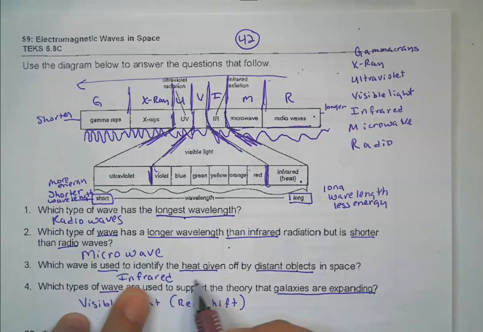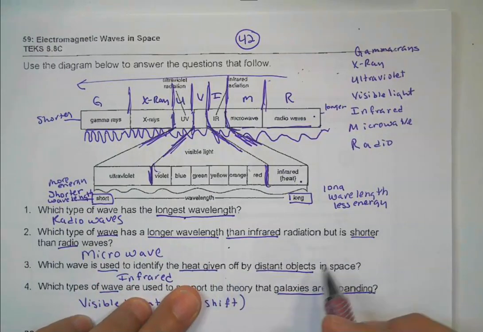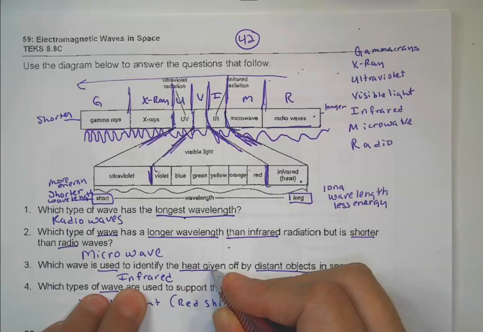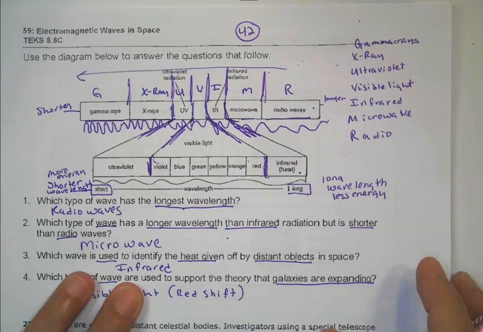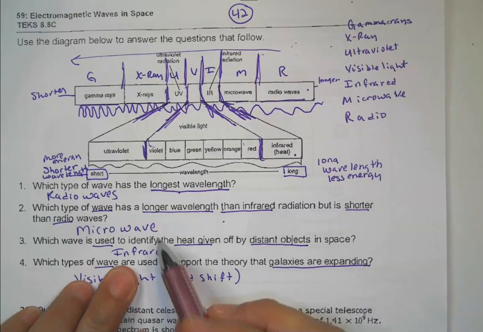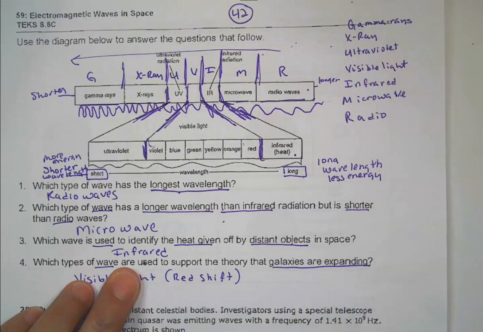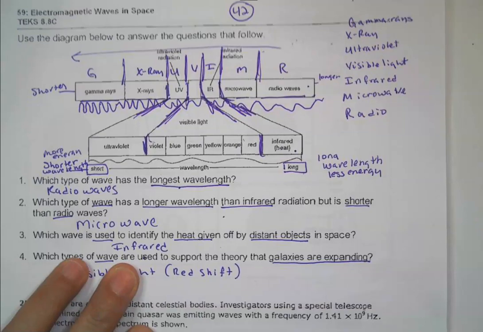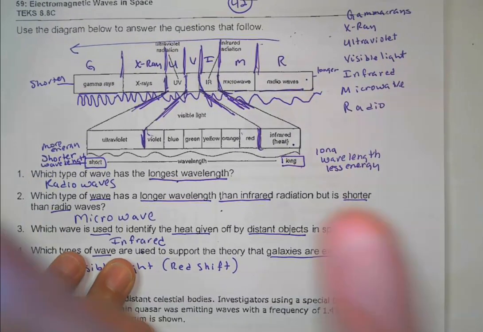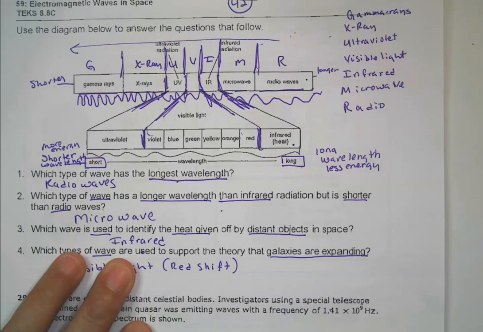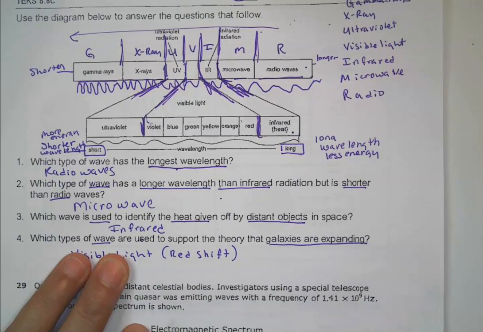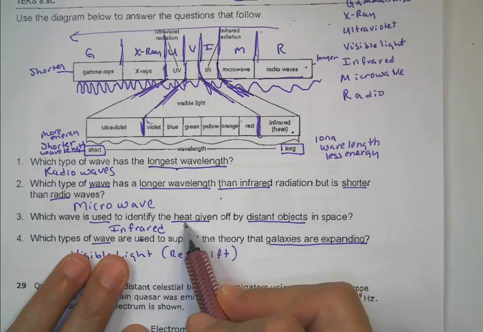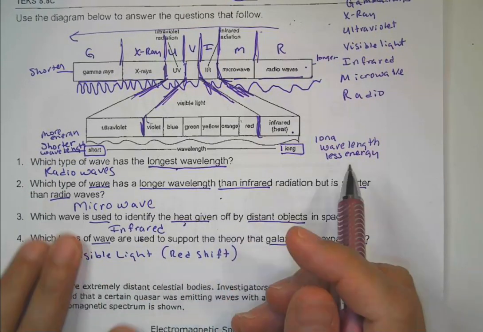Which wave is used to identify heat given off by distant objects in space? If you have watched videos about ghost hunters, they actually use infrared to detect the heat from an area. They say, okay, this is red, there's something that is emitting heat. So that's one way that you can remember that infrared is the one that detects objects that give off heat.